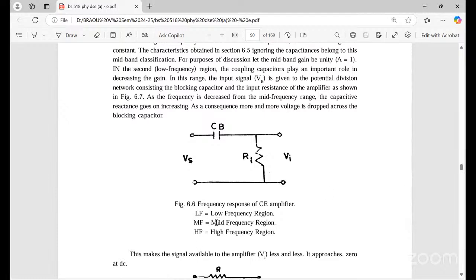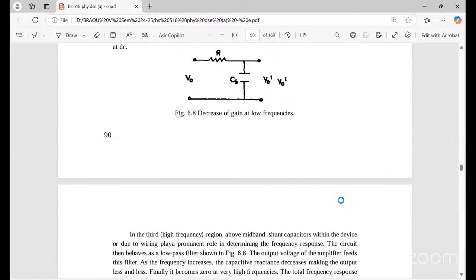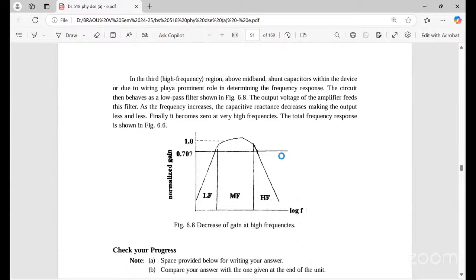LF means low frequency range, MF means mid frequency range, and HF means high frequency range. Okay. So if the frequency decreases from the mid frequency range, the capacitive reactance goes on increasing. As a consequence, more and more voltage is dropped across the blocking capacitor. Here, you can observe at the lower frequency range, normalization of the gain with respect to frequency on the x-axis. Frequency versus gain. So this is the high frequency range. This is the mid frequency range. Constant values.